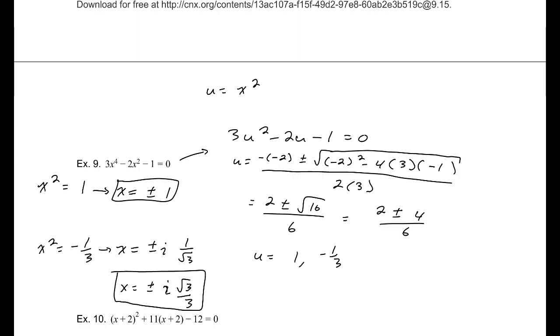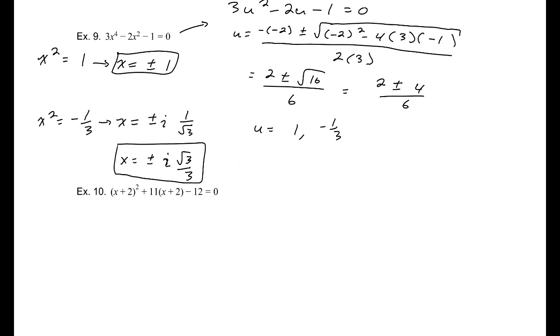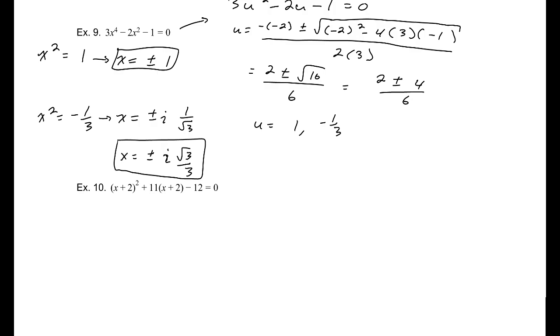So it originally had 4 solutions. We turned it into a quadratic so that we could use the quadratic formula on it. But in the end, we used that substitution, u equals x squared, to find our 4 solutions there. We'll pull a similar trick for number 10. This is in quadratic form if only we didn't have the x plus 2 squared. So let's go ahead and make u equal to x plus 2.